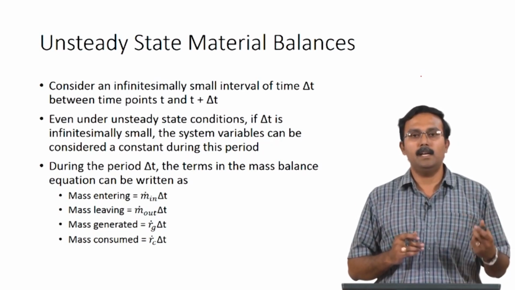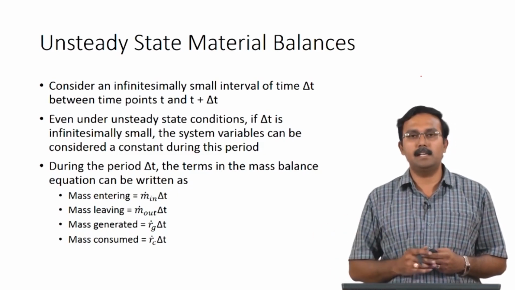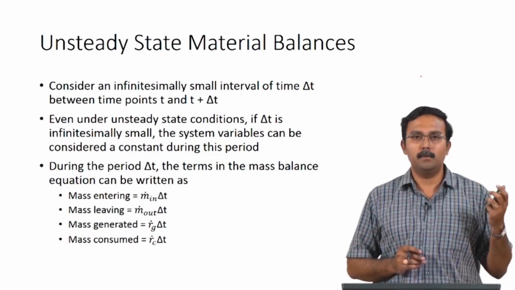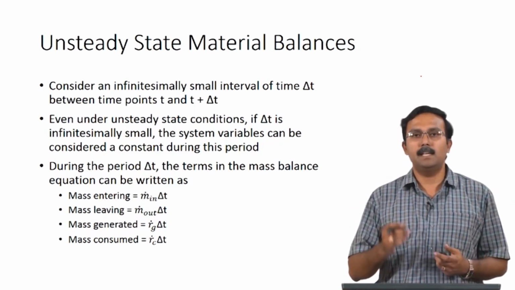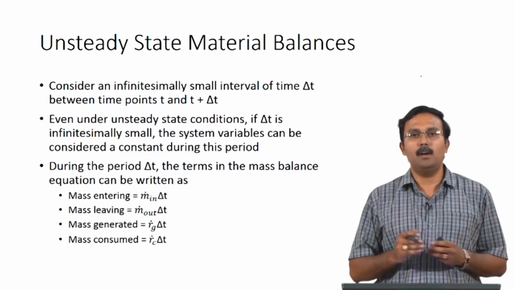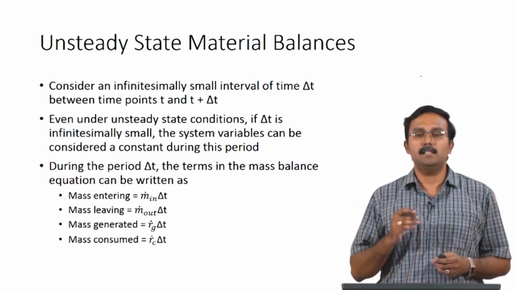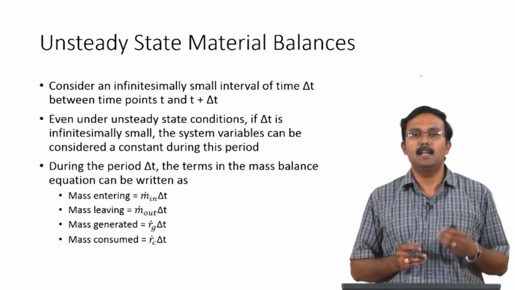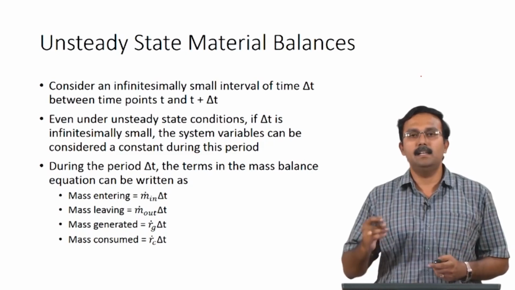If we were to calculate mass entering, it would be m dot in, the mass flow rate of the inlet stream, times delta t, the time period we are looking at. So, it will be a flow rate times time. That gives you the mass which is entering into the system during the time period delta t, that is, m dot in delta t. Similarly, mass leaving during the period delta t is given as m dot out delta t, mass generated is given as r dot g delta t, and mass consumed is given as r dot c delta t.